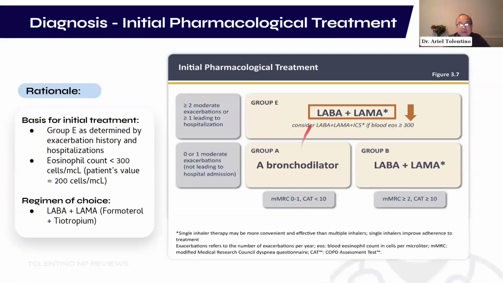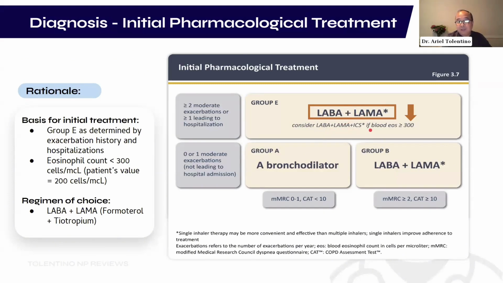The LABA-LAMA combination is the answer because we have selected group E, and we are checking another determinant, which is the eosinophil count. Okay, so we know that in group E, there are actually two options that we can use. It's either your LABA plus LAMA or the triple therapy LABA, LAMA plus ICS.